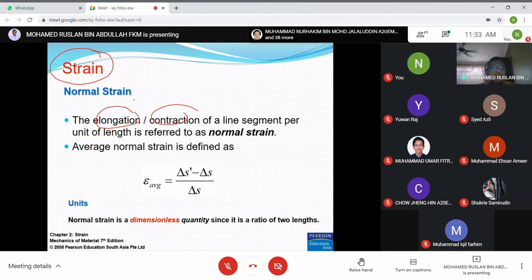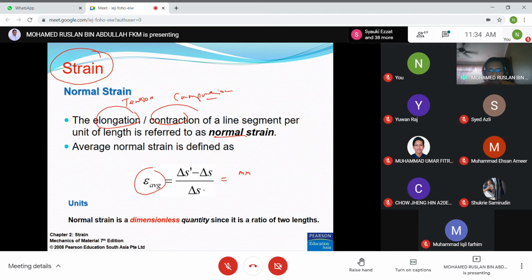so elongation is in tension, and contraction is in compression. When we apply the force in tension, the body expands or elongates. When it is compressed, it contracts. So the elongation or contraction of a line segment per unit length is referred to as normal strain, with the symbol epsilon. Epsilon equals delta S dash minus delta S, divided by delta S. Because S refers to the length, normally the unit is millimeter or meter.